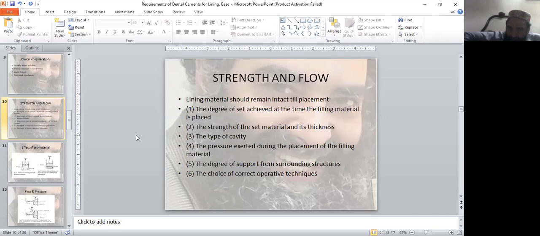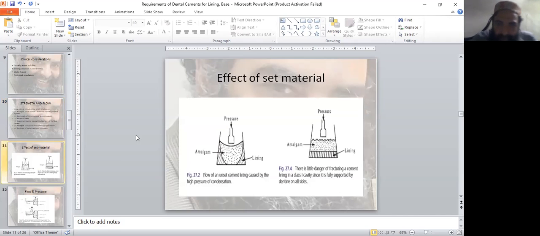Strength of the set material and its thickness, type of the cavity, the pressure exerted during the placement of the filling material, which we have seen in the chapter of amalgam, the degree of support from surrounding structures, and the choice of correct operative technique, as we have seen in the chapter of amalgam. Now, effect of set material. As you can see, this is the lining and this is the amalgam, and we are going to press it.